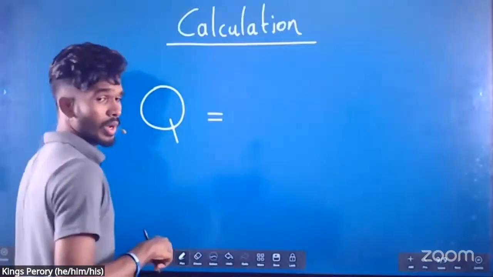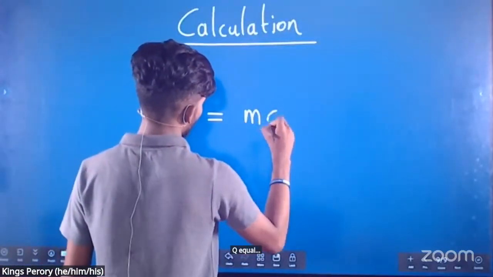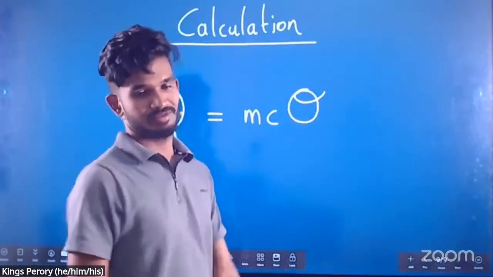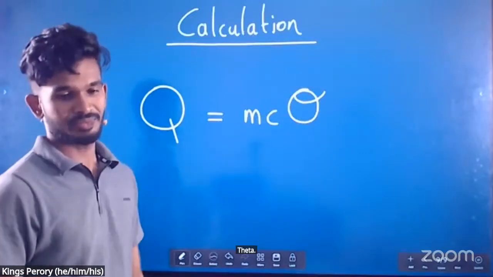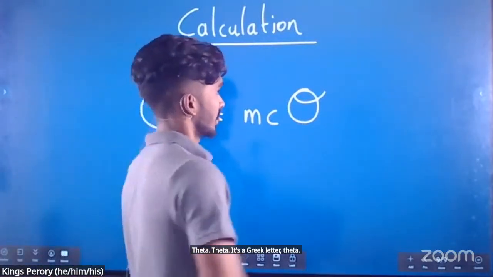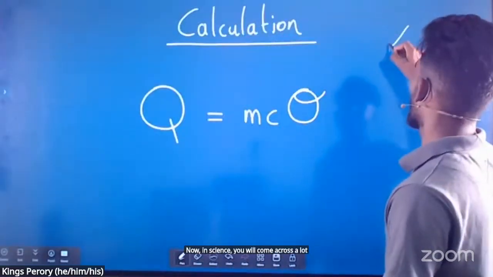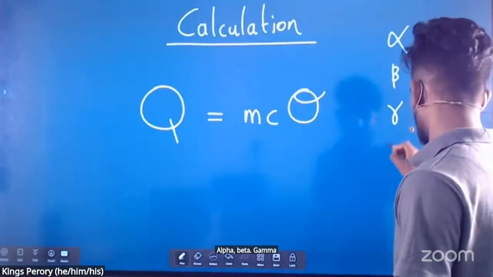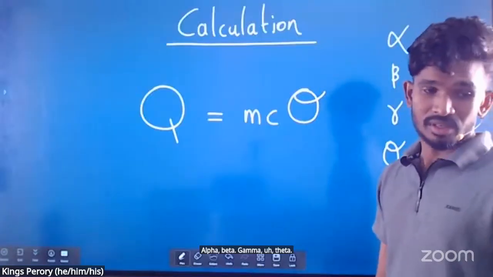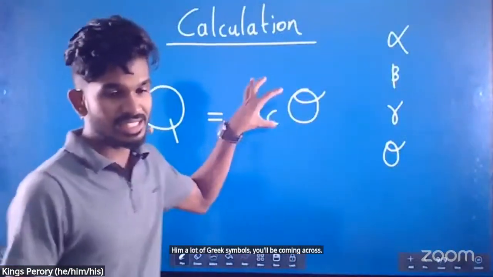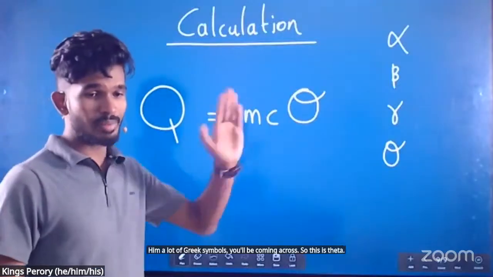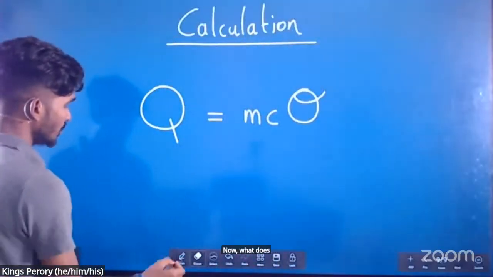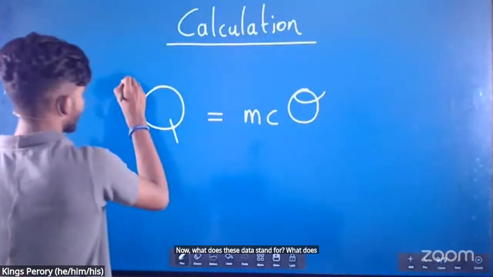Q equals MC theta. Theta is a Greek letter. Now in science, you will come across a lot of Greek letters: alpha, beta, gamma, theta. A lot of Greek symbols you will be coming across. So this is theta. Q equals MC theta. Now what do these letters stand for?